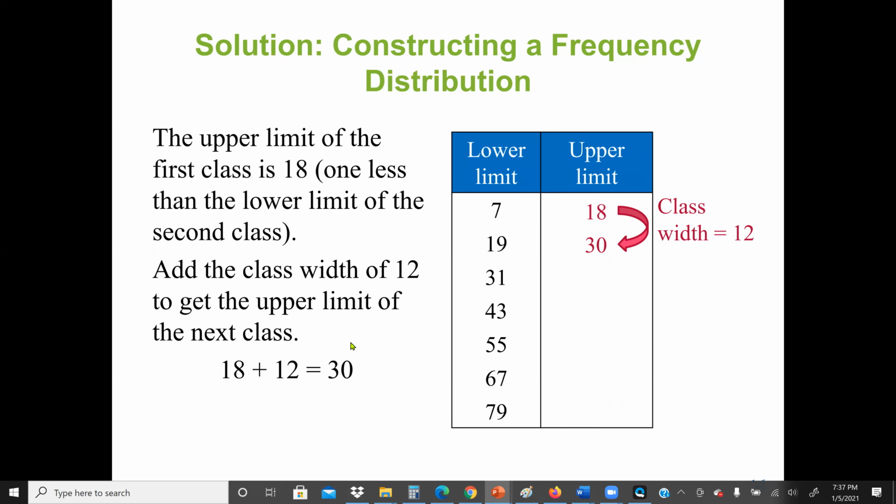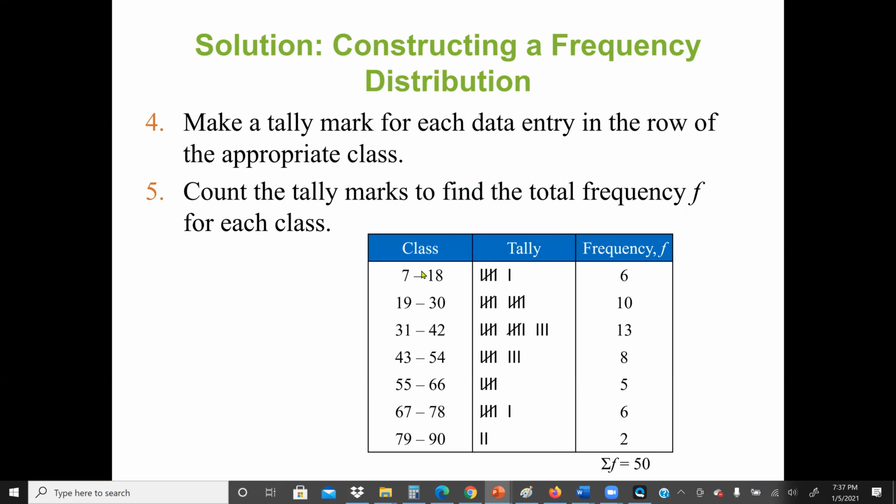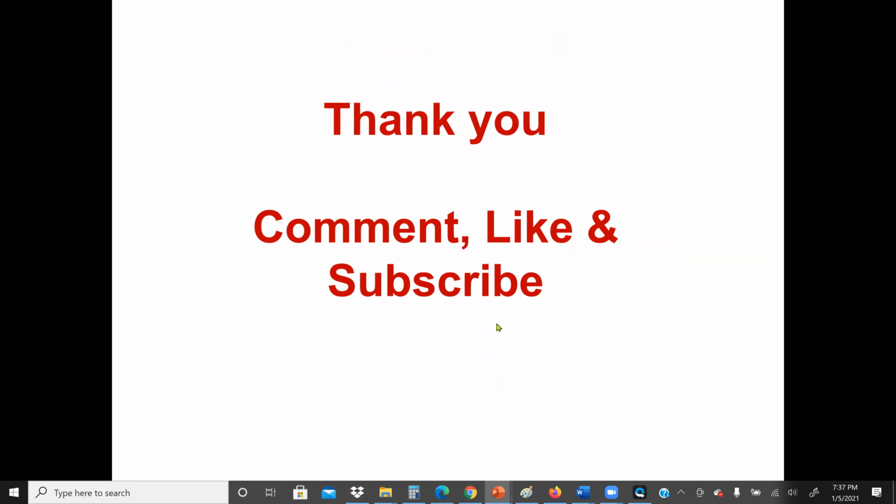We know the class width, so we're able to find all the up to 7 classes. So we count all, 31 to 42 we have 13, 67 to 78 we have 6. And the total frequency, the total amount we have, is 50. So that will be the conclusion of our lecture on the frequency distribution.